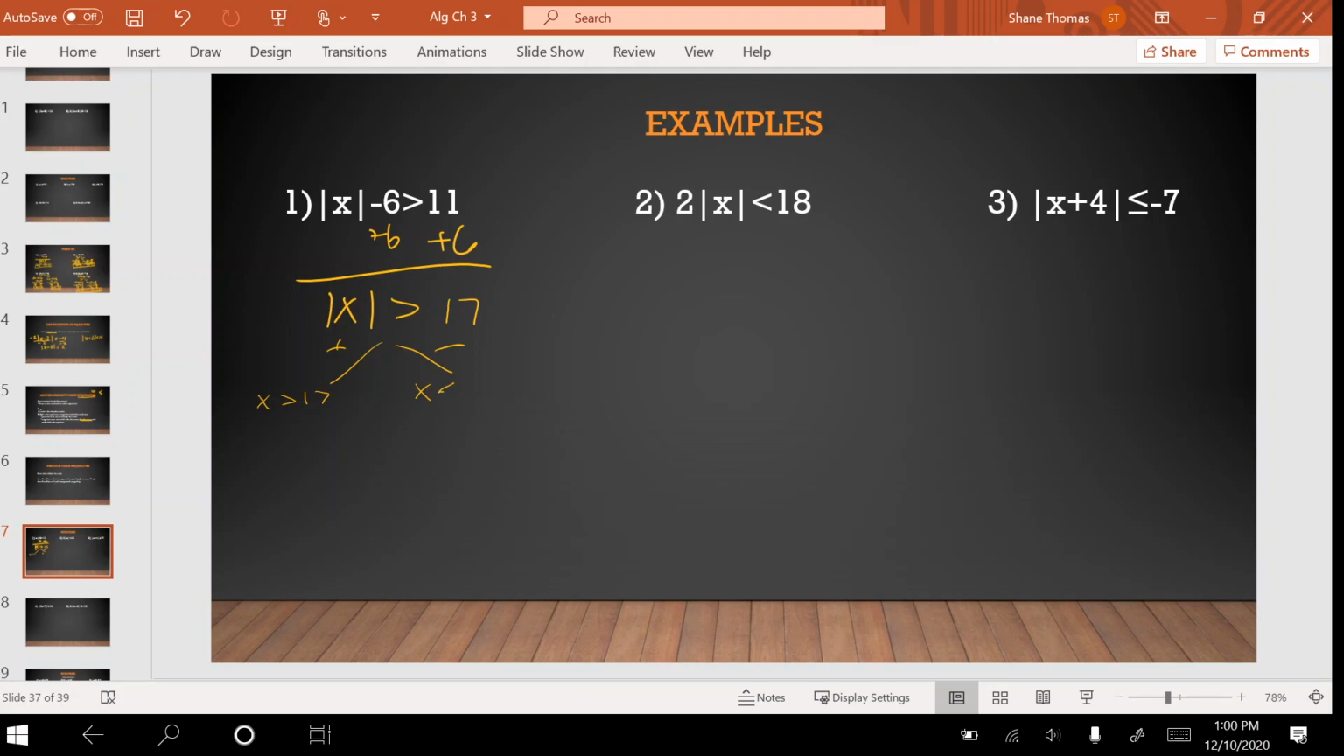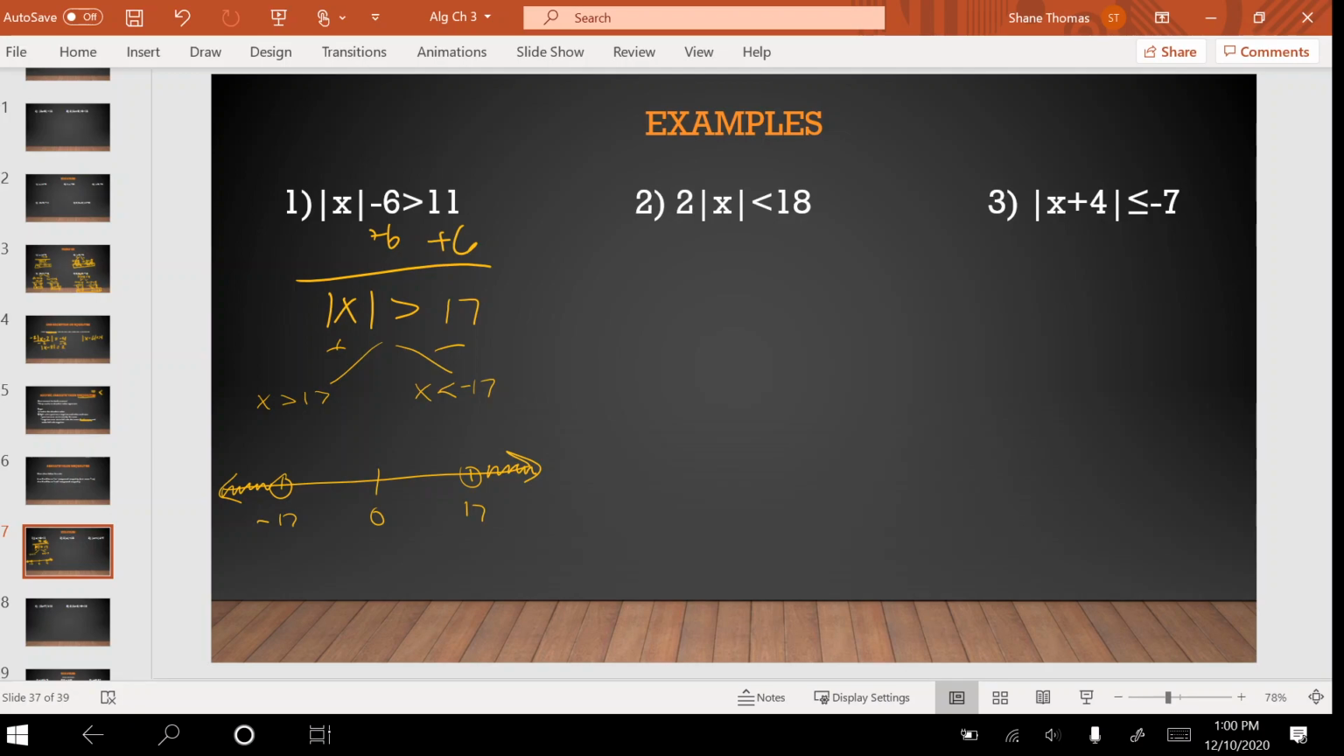Negative case, I flip my sign, make it negative. So x is greater than 17 or x is less than negative 17. This was a more than, so it looks like it's going to be an or. So if I graph this, 0, negative 17, positive 17. So x is greater than 17, open dot at 17, going to the right. X is less than negative 17, open dot at negative 17, going to the left. So that turned out to be an or inequality.